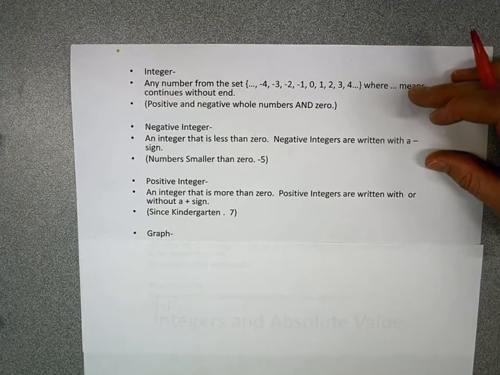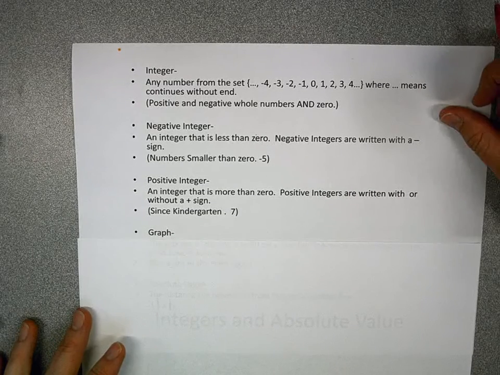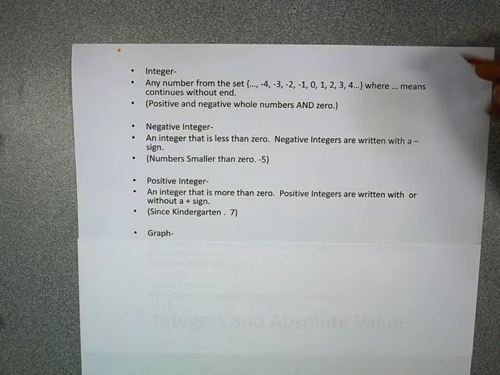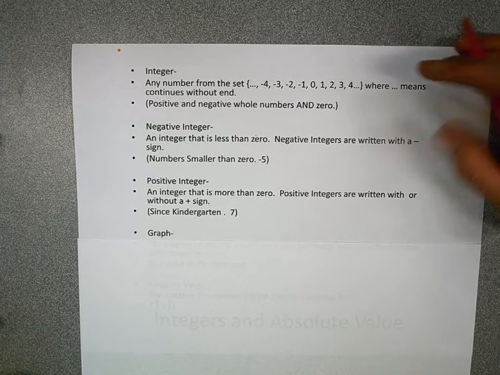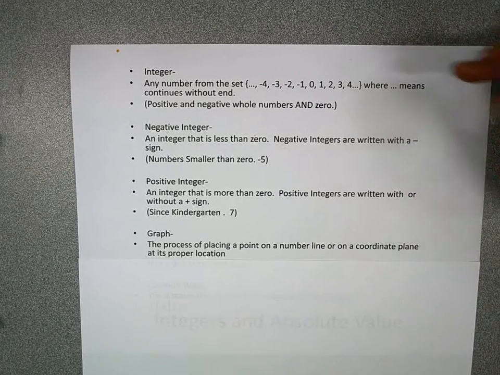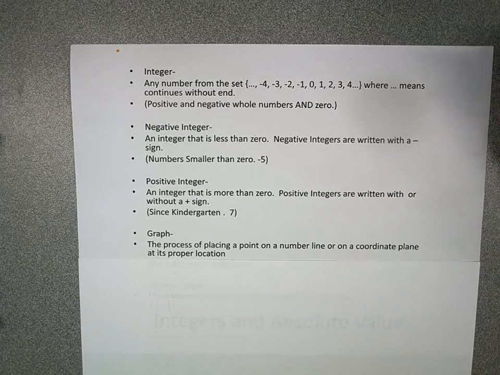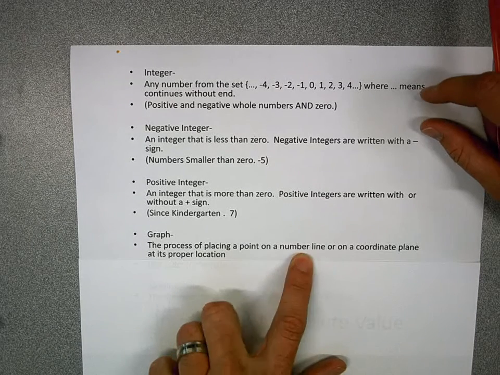All right, the next word is graph, everyone. Okay, so this is a multiple meaning word. But for the sake of this lesson and what you'll see in the directions in your book on your assignment, here's what it means. This is the process of placing a point on a number line or on a coordinate plane at its proper location. Okay, so we'll talk about coordinate planes maybe a little bit this year, as well as a little bit in 8th grade. But what we're really focusing in on is putting a point on the number line.